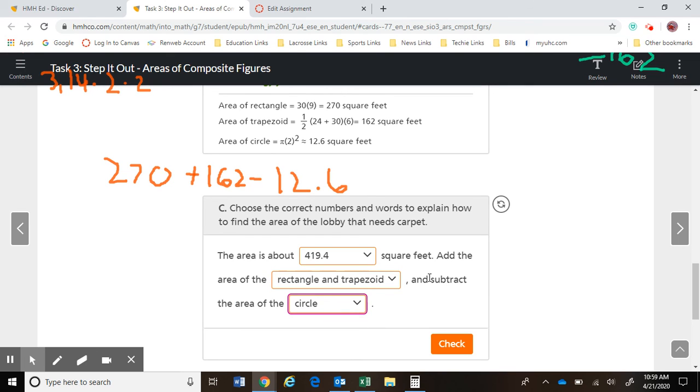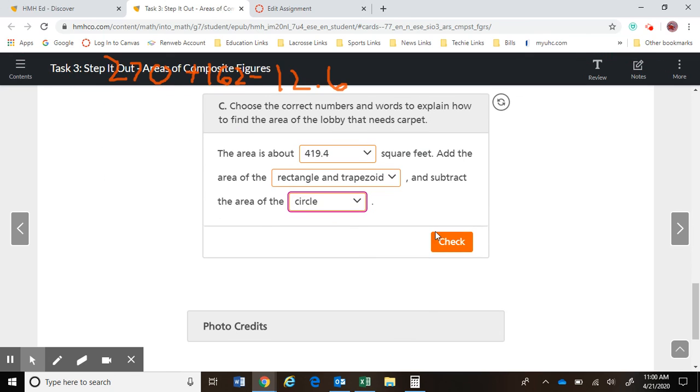So that's how you do it. You've got three shapes in one, and definitely not something impossible to find. Three shapes in one, just put them all together, and you can find out what they're asking for.